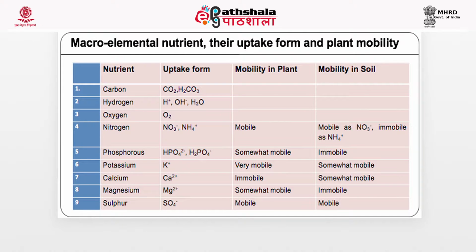Potassium is very mobile in plants and somewhat mobile in soil. Calcium is taken up as calcium ion, which is immobile in plants and somewhat mobile in soil. Magnesium is taken up as magnesium ion, which is somewhat mobile in plants and immobile in soil. And sulfur is taken up as sulfate, which is mobile in plants as well as in soil.